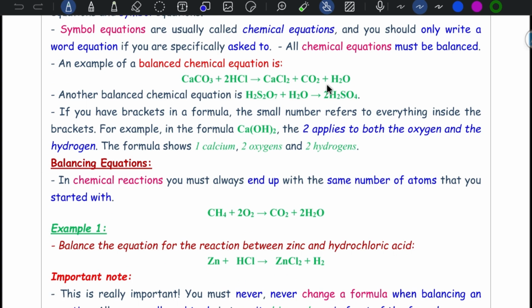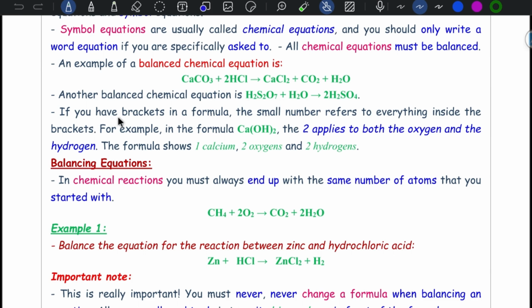plus water. Another balanced chemical equation: if you check the first equation, 1 calcium on both sides, 1 carbon on both sides, 3 oxygen, 2 and 1 equals 3, 2 hydrogens, 2Cl, 2Cl. Another balanced chemical equation is H2S2O7 plus H2O gives 2H2SO4.